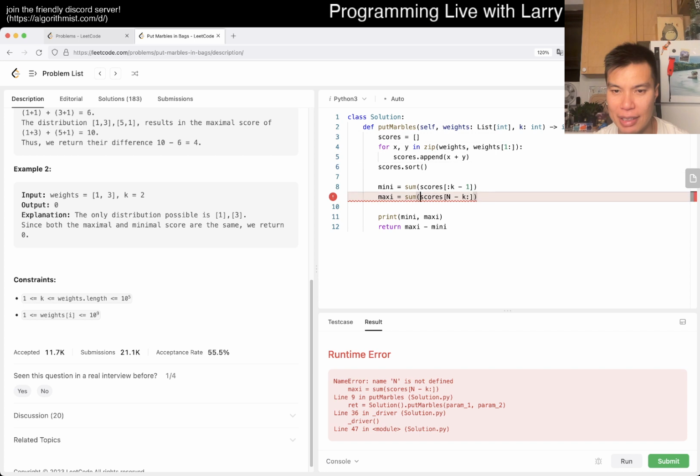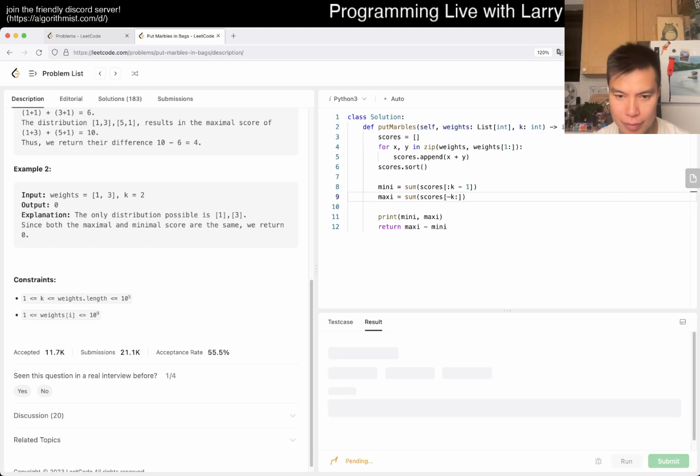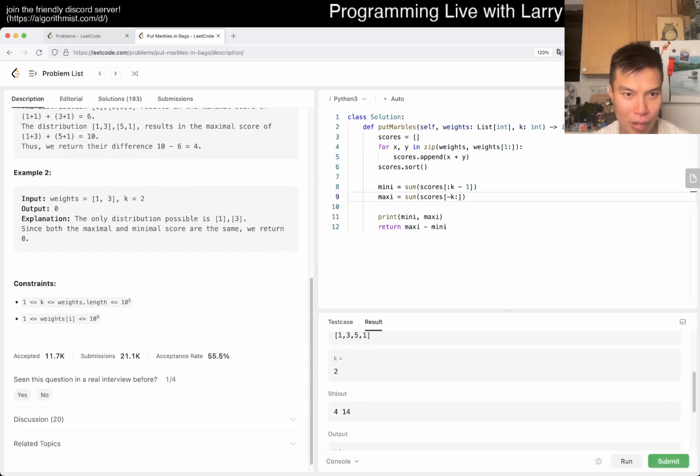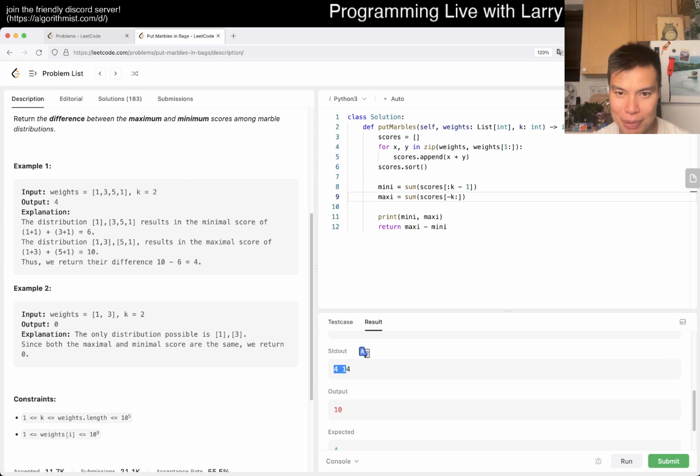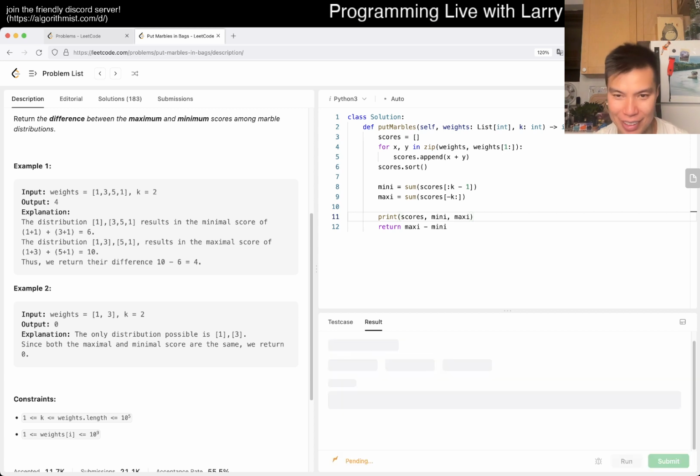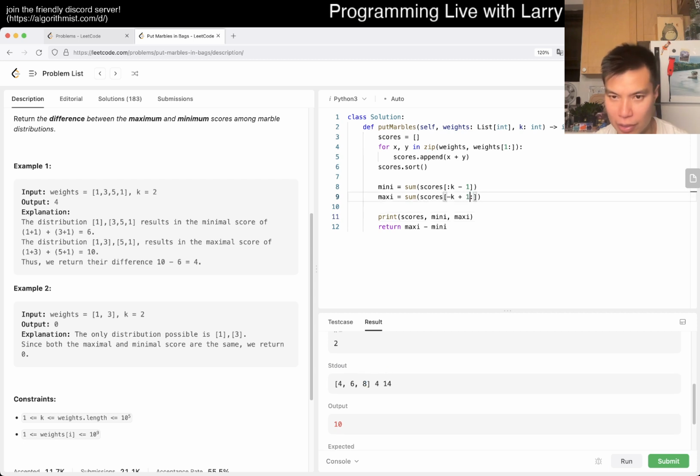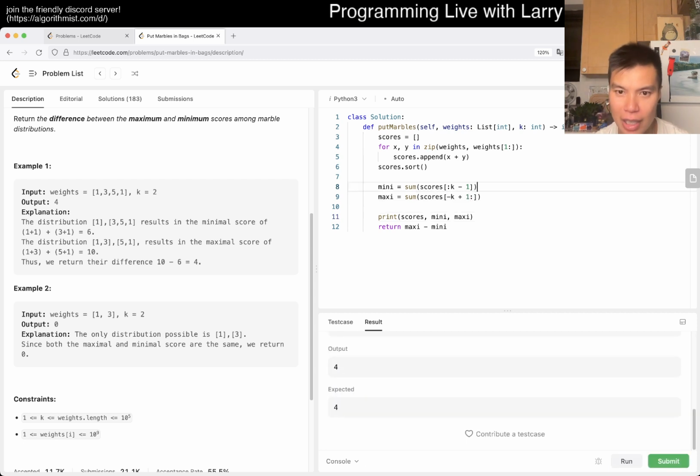Why do I not have n defined? I think this negative k is fine too, I think. Like I said, it could be off by 1 or something like this. Maybe off by a lot. Let's print out the scores as well. Maybe I'm just off by like 2 or so. So 4, 6, and 8. So this is actually a 4, so that's good. And then the last is 14, which is not true. So this is this plus 1. Okay, oh yeah, I forgot to do the plus 1. Okay.